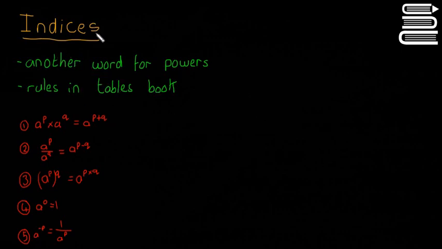So we're going to talk about indices in the first few videos. Indices is just another word for powers. For example, x squared, x cubed, x to the power of 4, and so on. So that's all indices or powers. And all the rules for indices are in the tables book. I have the rules listed here, and I'm going to go through each one of them. But the whole trick of this question is just using each one of the rules.